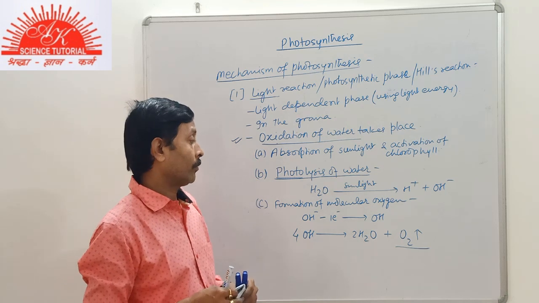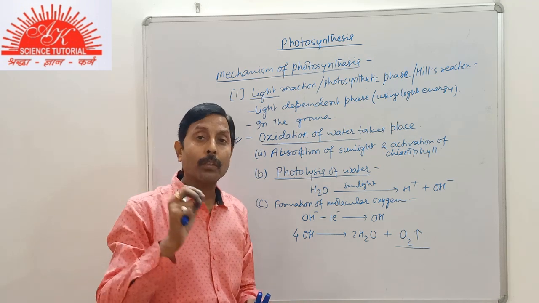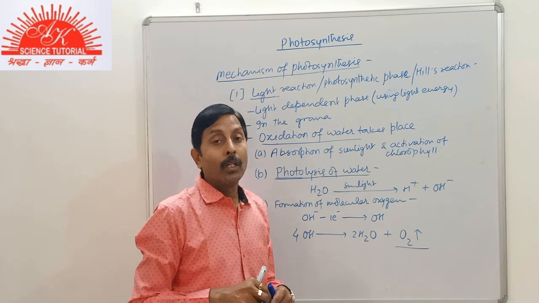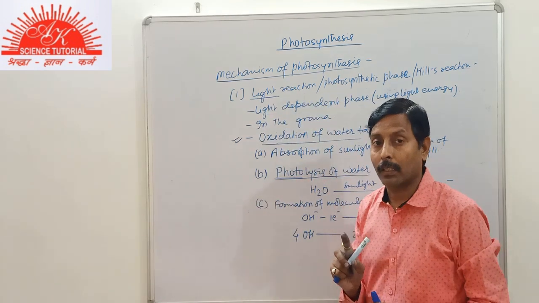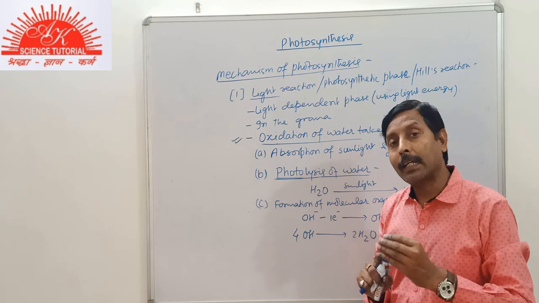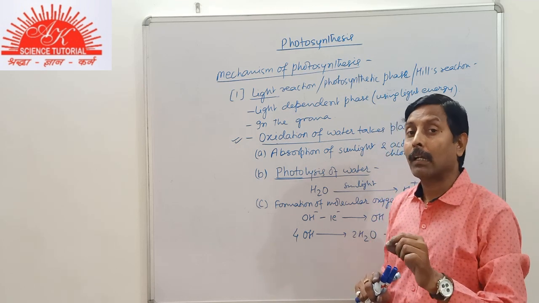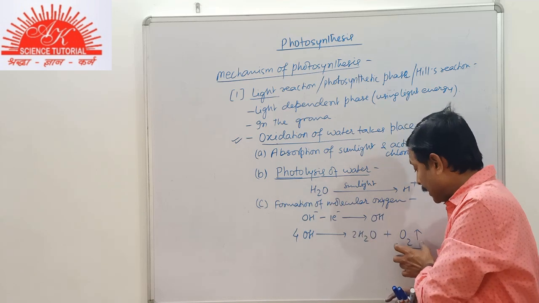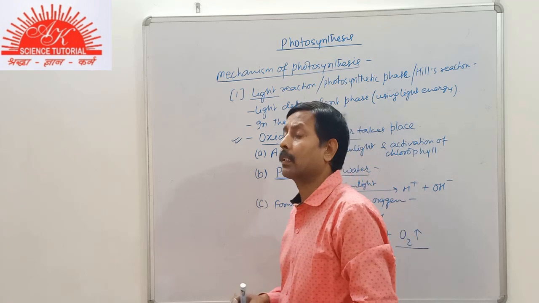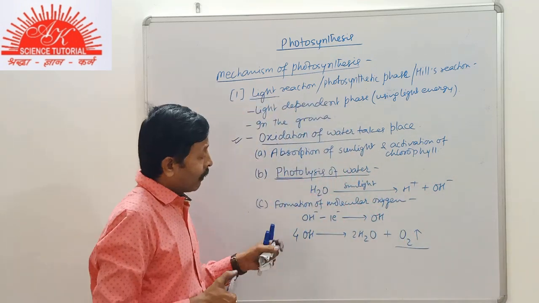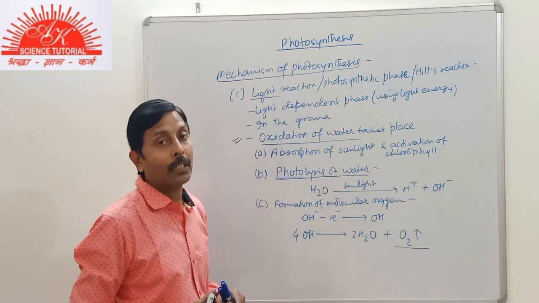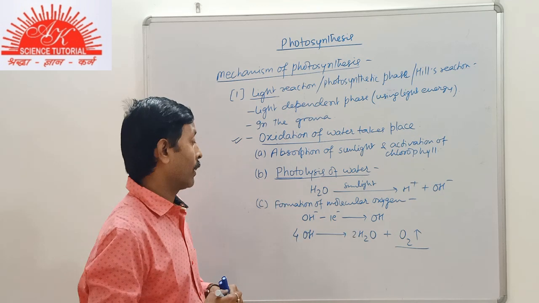If the question is asked, what is the source of oxygen released in photosynthesis? Then it is water. The source of oxygen released in photosynthesis is water, although both the raw materials, that is water and carbon dioxide, contain oxygen, but the oxygen released to the atmosphere comes from water. The question can also be, from where does the oxygen released in photosynthesis come? So this is from water.